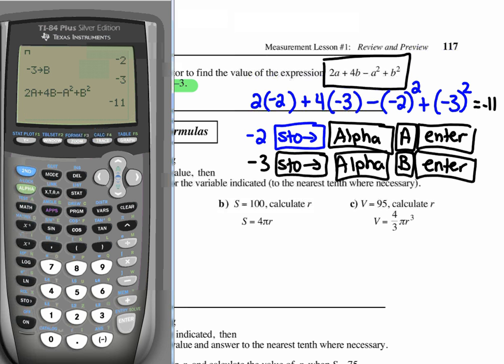How do you clear your letters? You just reset your calculator or store it as something else. So if I wanted to change A, I just could change it to negative 3. Store alpha A. So now A is negative 3. Just store it as something else, or you can reset your calculator, and that will reset it all. Okay, cool? All right, moving on.